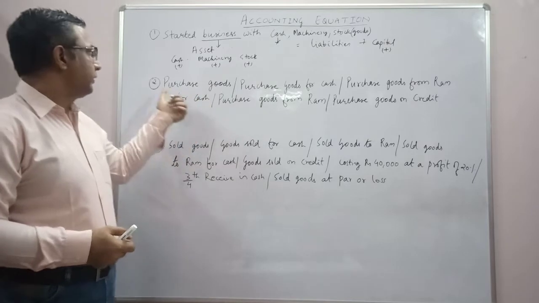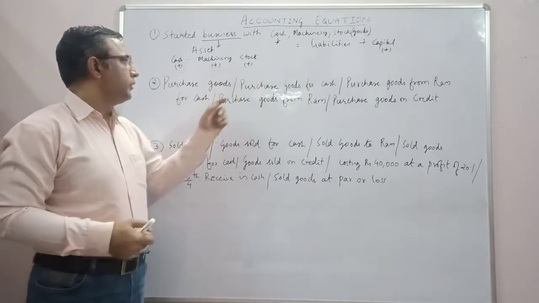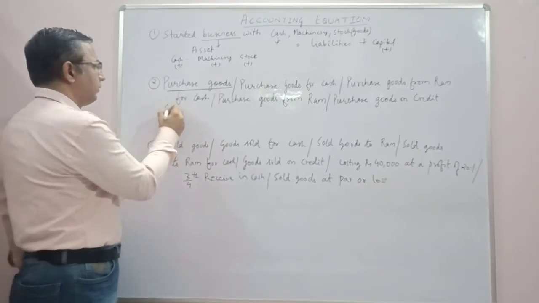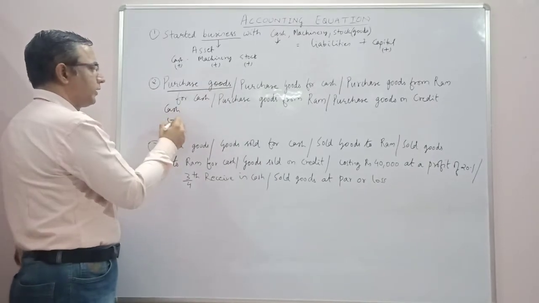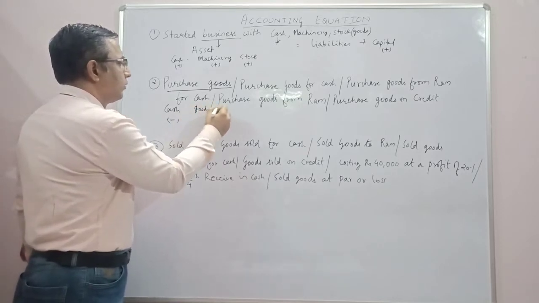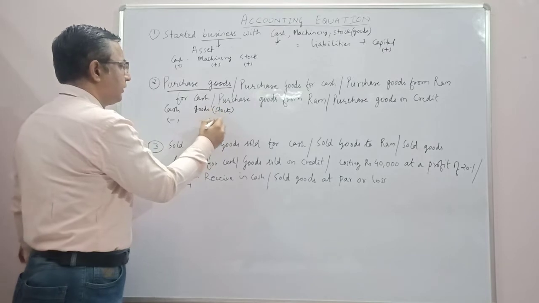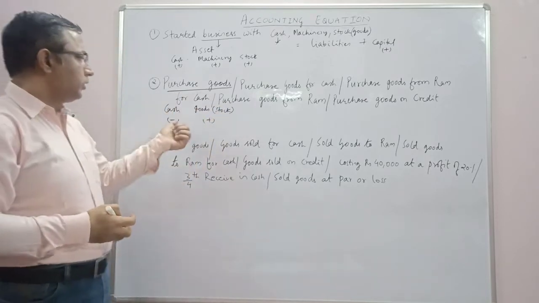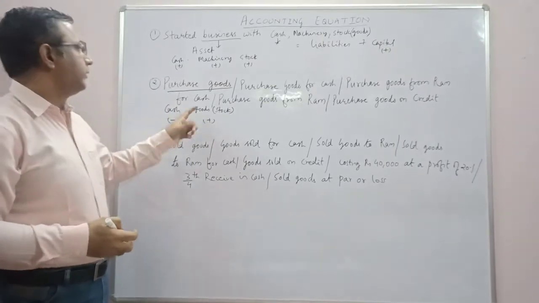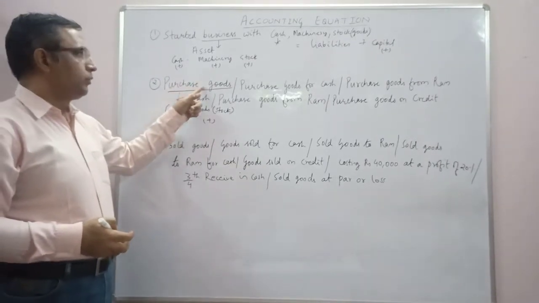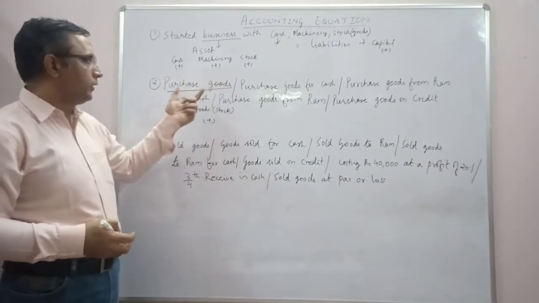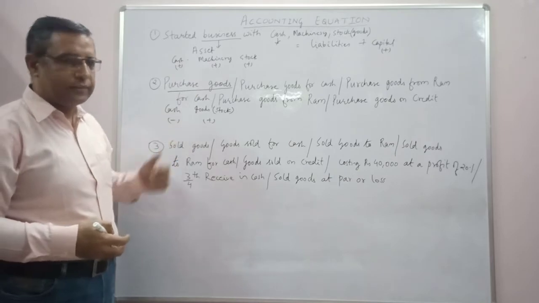Now come to another transaction, purchase of goods. First we take purchase goods. Goods purchased means it is purchased on cash. Cash is reduced, and goods or stock will increase. When we purchase goods, cash is reduced and goods are increased. It is assumed that it is bought in cash when no information is given.